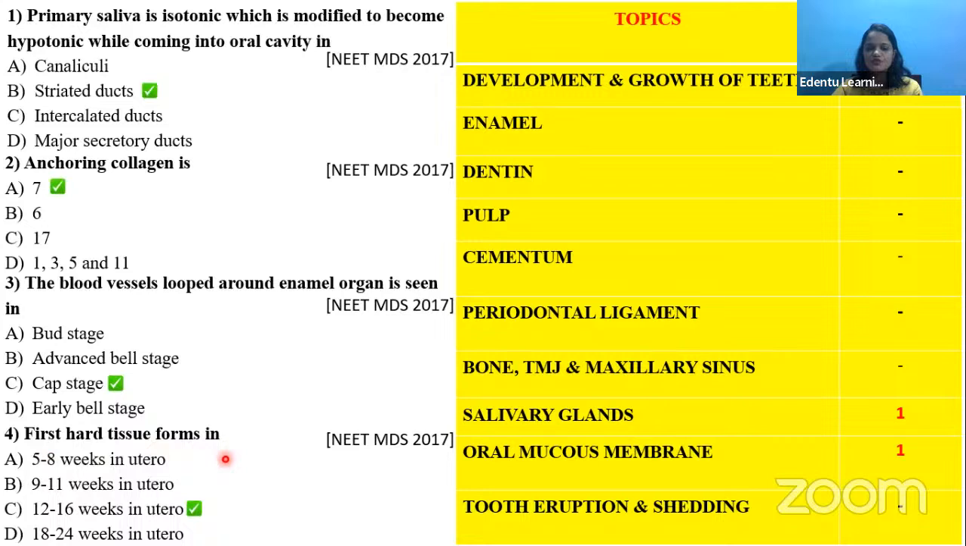Next, the first hard tissue forms in 12 to 16 weeks in utero. When can we see the development of the first hard tissue? The first hard tissue to form is the dentine. Usually some people think that since enamel is the outer covering, enamel is the first hard tissue formed during tooth development, but no, enamel is not the first. The first hard tissue to be formed is dentine. So you should identify which is the first hard tissue formed, and then select the correct option. By around 12 to 16 weeks in utero, you can see development of the dentine. So it is again a development question.